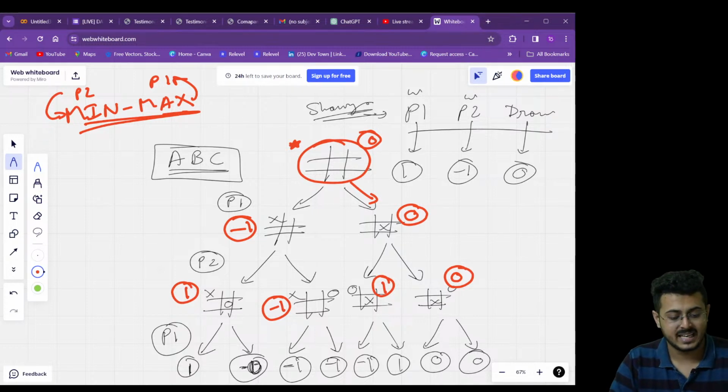That is the point, guys. I hope you guys are able to understand the min-max algorithm.